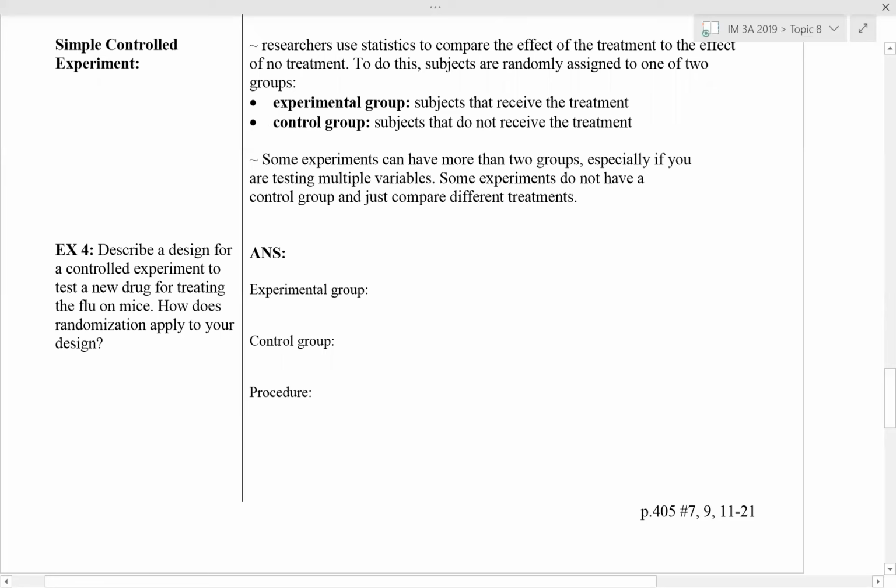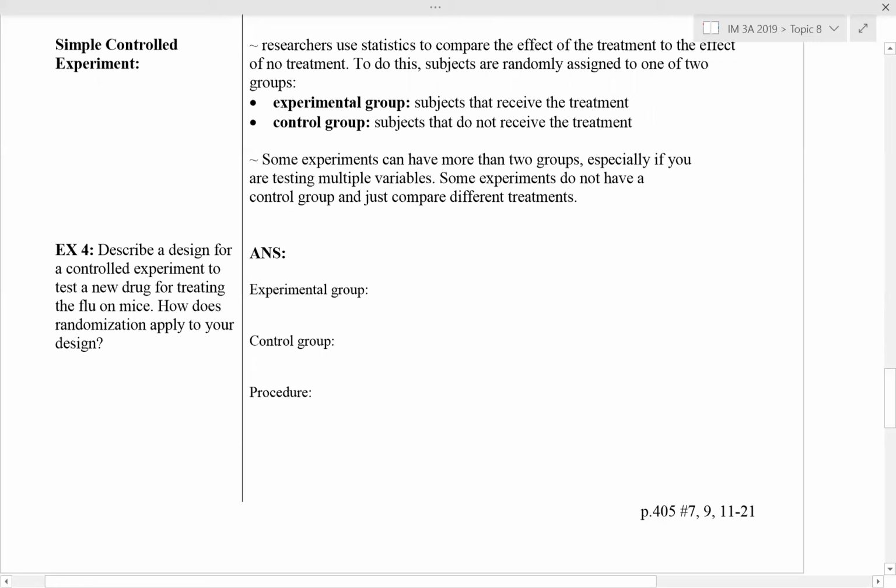So some experiments can have more than two groups, especially if you're testing multiple variables. Some experiments do not have a control group and just compare different treatments. So they could each be getting a different treatment and you're comparing how those treatments do versus each other as opposed to how they do against nothing.